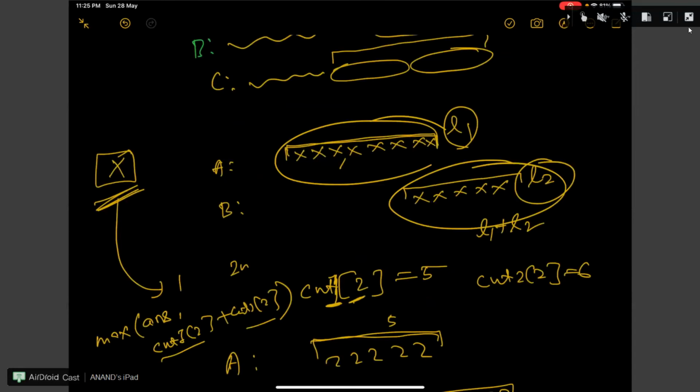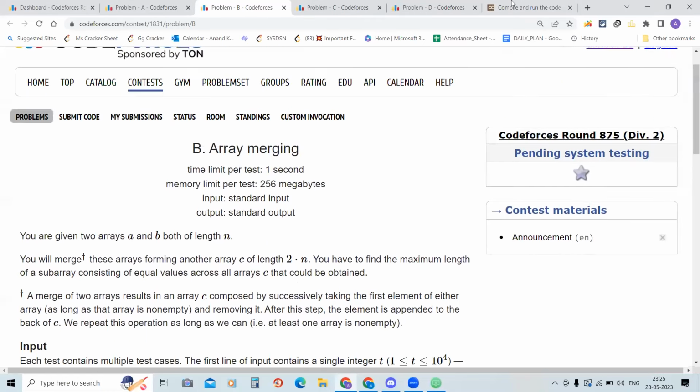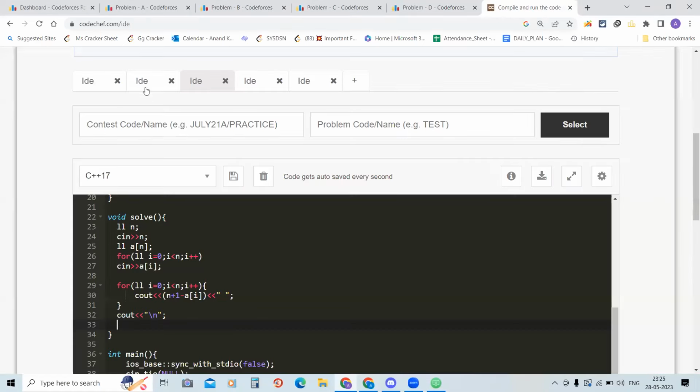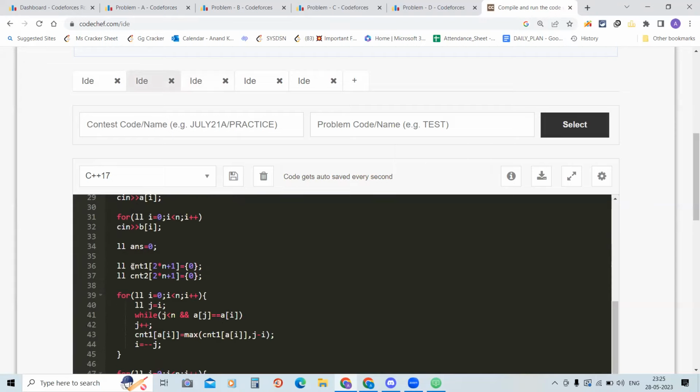Okay, so let me show you my solution to it. So this is the solution. First of all, we are taking just n, which is the size of the array A and B. Take A and B. Then I am declaring two arrays, count1 for storing the equal elements length in array A and count2 for B.